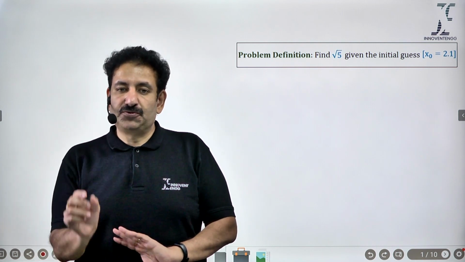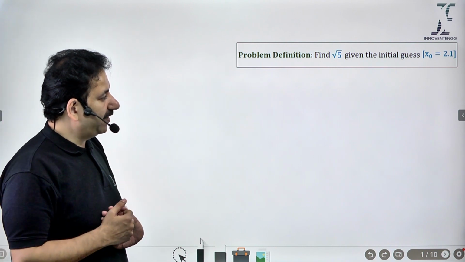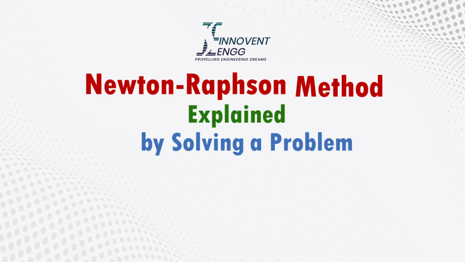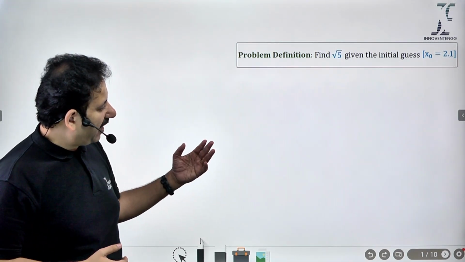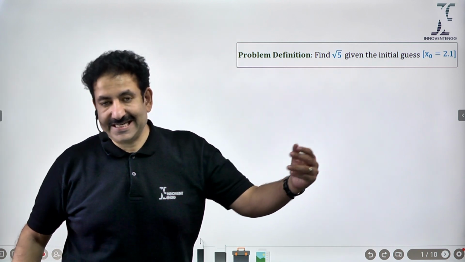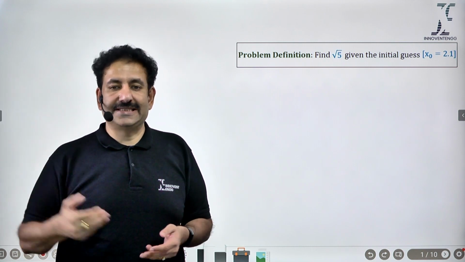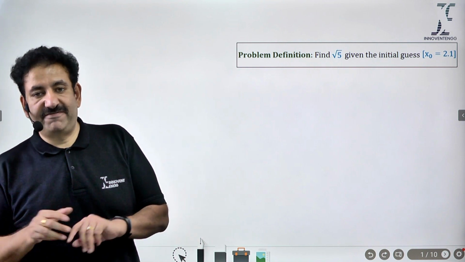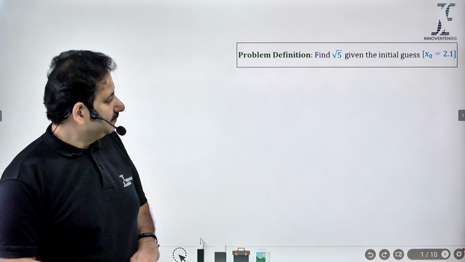That is where we have chosen a very, very simple problem. We intend to find the square root of 5. You can actually have two values for square root of 5. One is positive value and another is negative value, because when you take square root, it is plus or minus the value, but here we are trying to estimate the positive value. So let's understand the problem in its entirety.